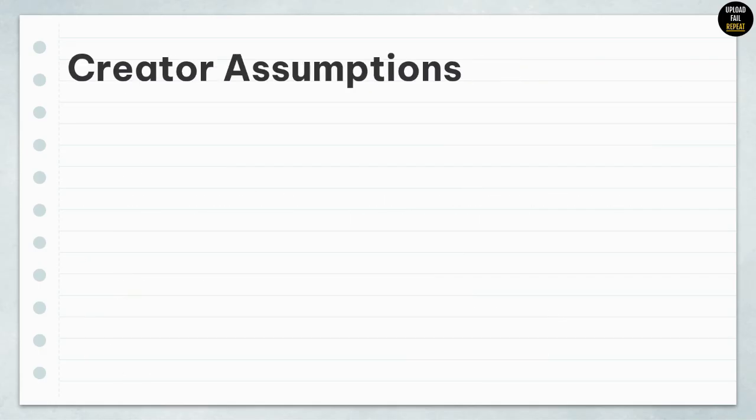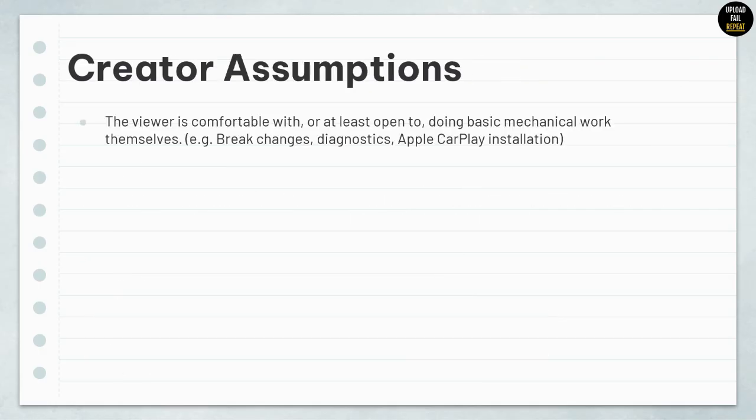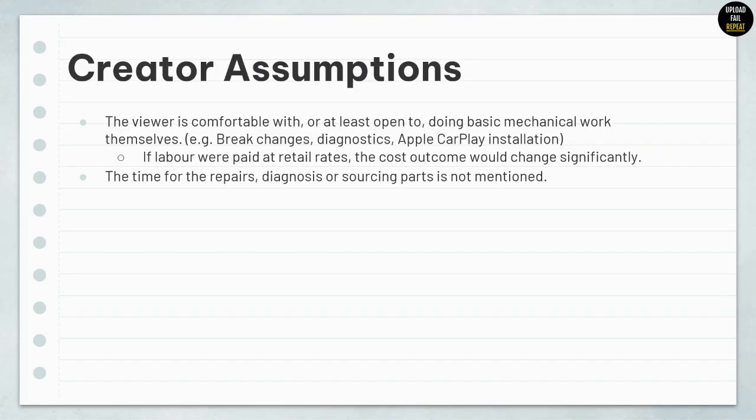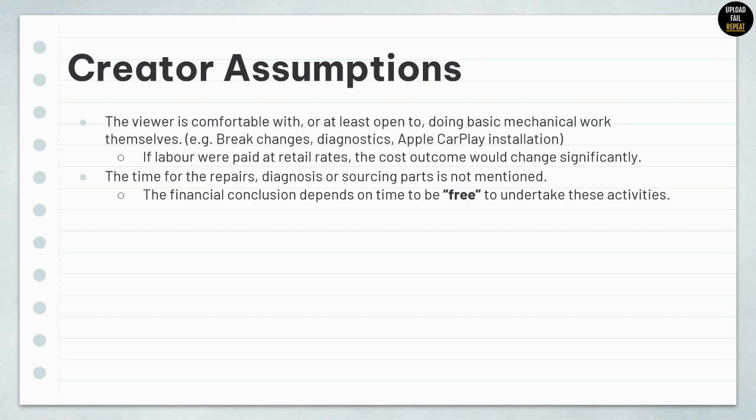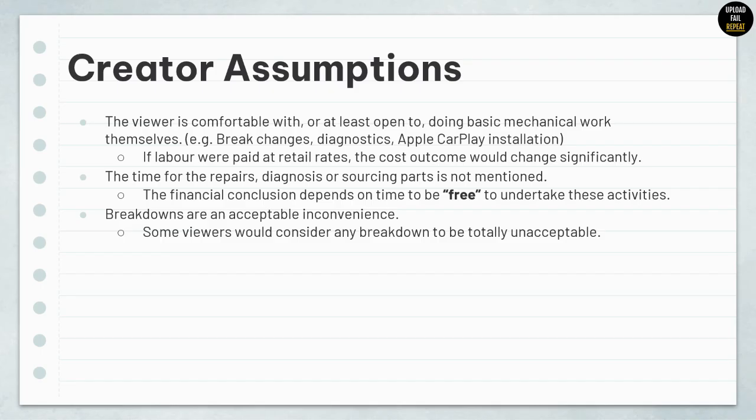And these are the creator's assumptions. The viewer is comfortable with, or at least open to, doing basic mechanical work themselves, for example, changing the brakes. If the labor were paid at retail rates, the cost outcome would change significantly. The time for the repairs, diagnosis, or sourcing parts is not mentioned. The financial conclusion depends on time being free, essentially the creator doing it himself. Breakdowns are an acceptable inconvenience. Some viewers would consider any breakdown to be totally unacceptable.